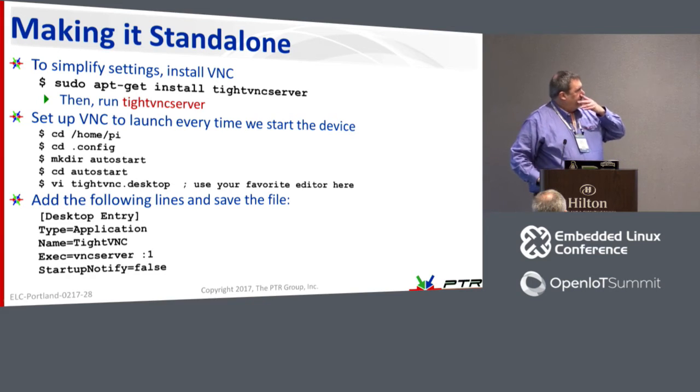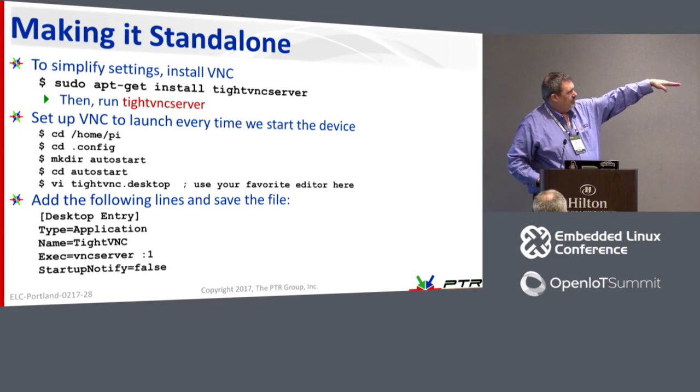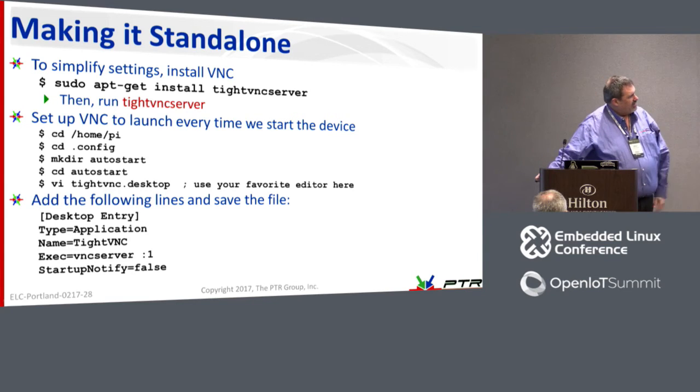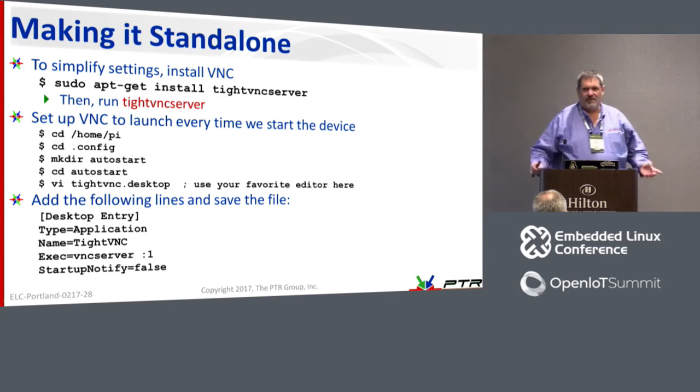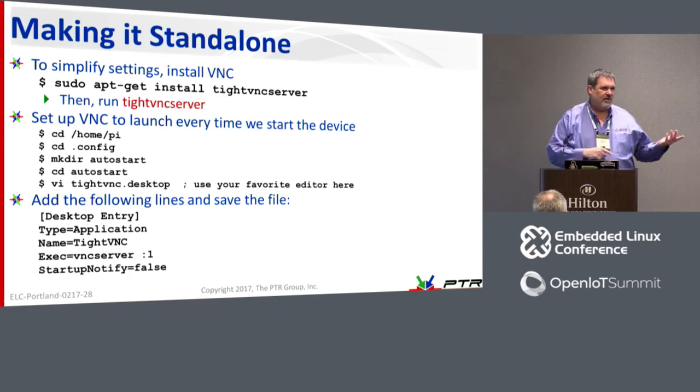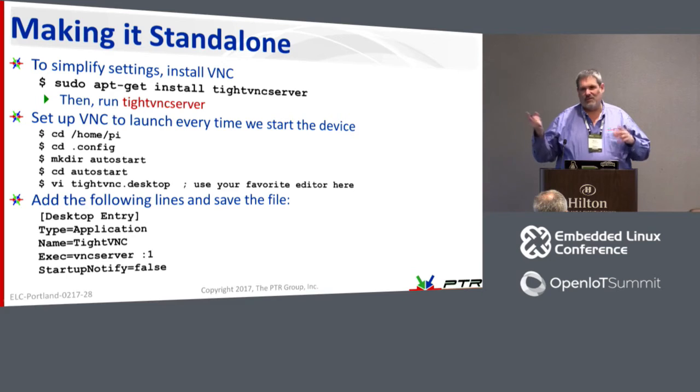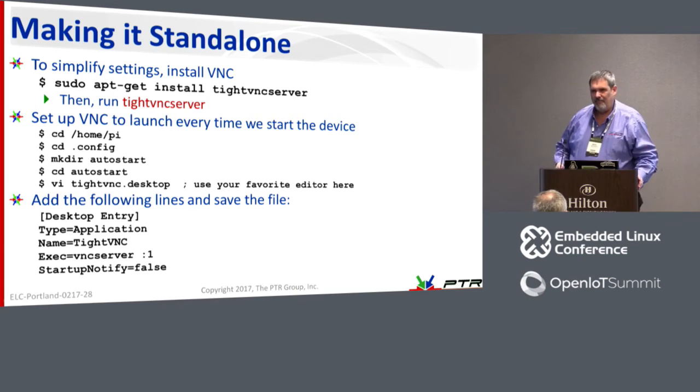We also have, in this case, setting up TightVNC as an auto start. You simply plug these files in and then save the file. As soon as the system reboots, it'll automatically start VNC. And then you can use Remmina, which is what I use. I just go to my Raspberry Pi desktop and it finds it on the network using mDNS, and lo and behold, I'm now connected.